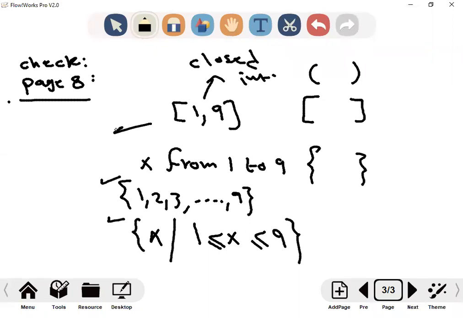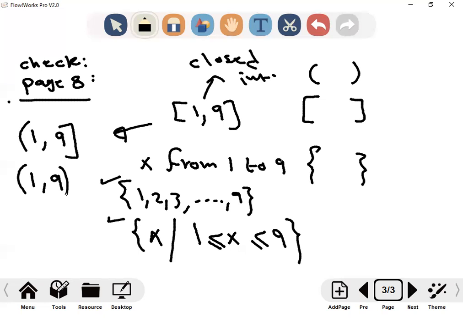What I will write? I will write it like this: open at 1 and closed at 9. What does this mean? It means 1 is not included in this set, and 9 is included. If I write it like this, it means 1 and 9 are both not included. I want the numbers which are between them. Got it? Do we understand closed or open?